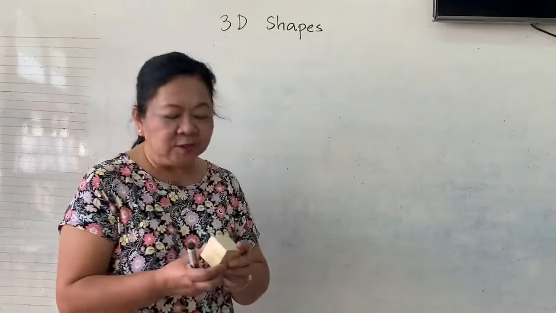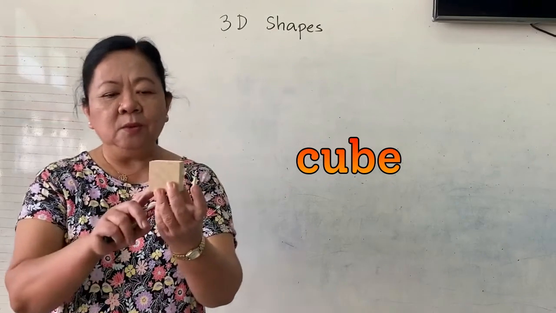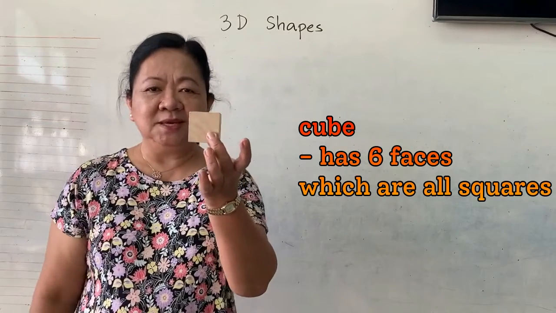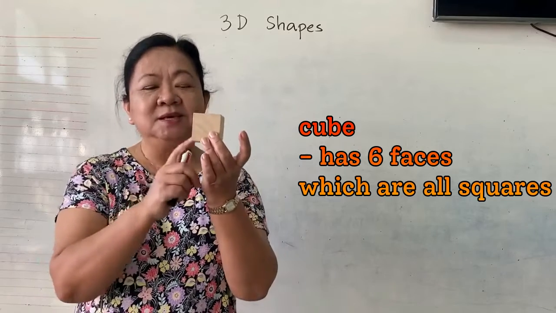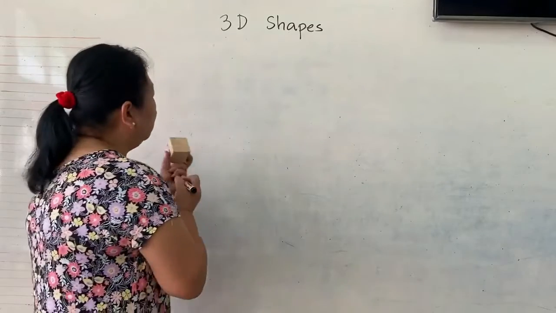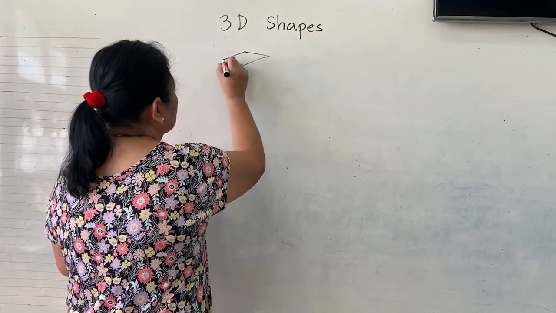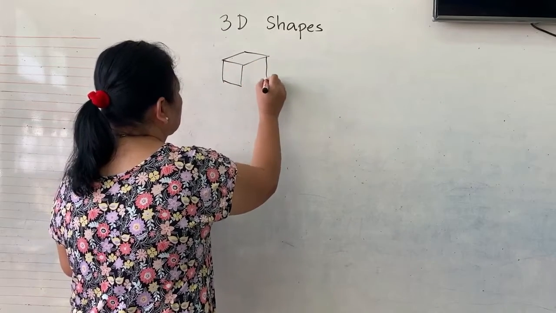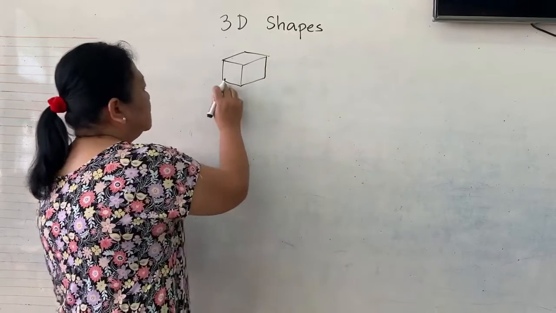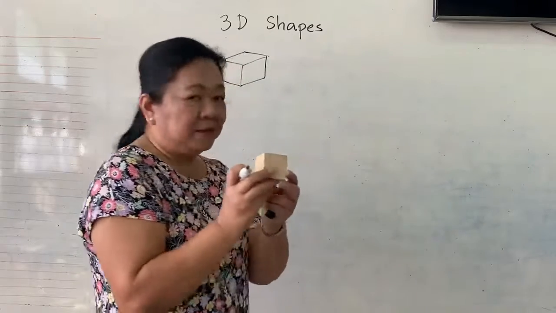Okay, so the first one that I have here is called a cube. The cube has 1, 2, 3, 4, 5, 6 faces, 6 faces which are all squares. Okay, so if we draw a cube, it's like this. All the faces, all 6 faces, are squares.